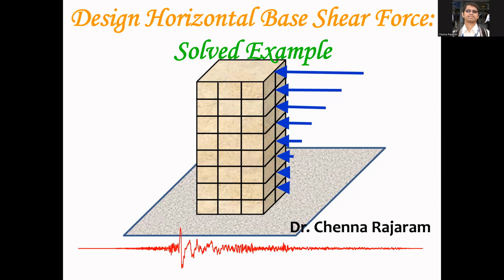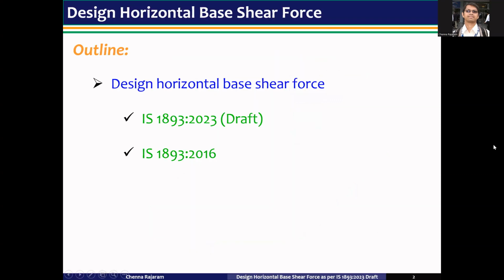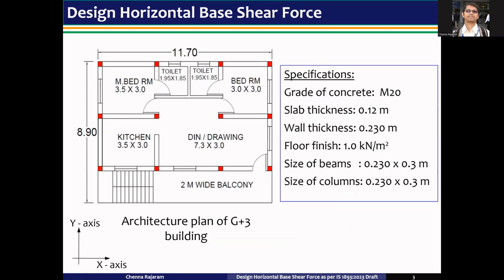Today's topic is design horizontal base shear force, a solved example. In this video, I am going to explain the design horizontal base shear force as per IS 1893-2023 draft code and IS 1893-2016 code. An architectural plan of a G plus 3 building is considered for the calculation purpose, whose length is 11.7 meters and width is 8.9 meters.